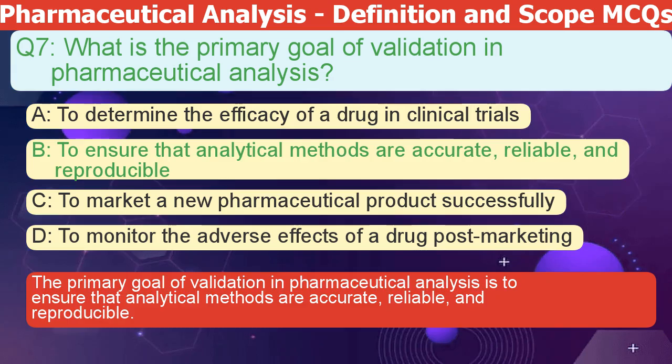The correct answer is B. The primary goal of validation in pharmaceutical analysis is to ensure that analytical methods are accurate, reliable, and reproducible.